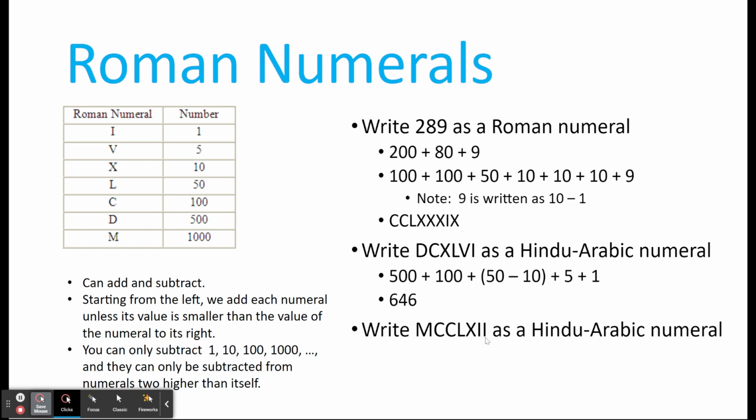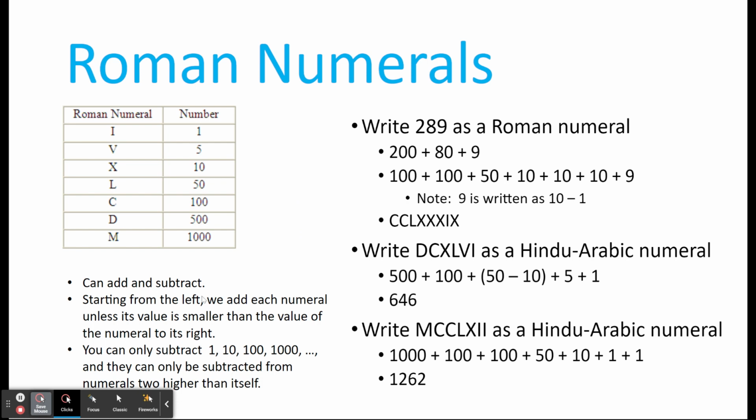One more example here, MCCLXII. How can we write that out in Hindu-Arabic? Well, again, M is 1,000. These 2 C's are going to be 2 100s. The L is going to be a 50. The X, since the X is after the L, we don't do any of that subtraction stuff. It's bigger to smaller, so that's going to be plus 10. And the 2 ones at the end are 1 and 1. We get 1,000 plus 100 plus 100 plus 50 plus 10 plus 1 plus 1, which is 1,262. So that's Roman numerals.